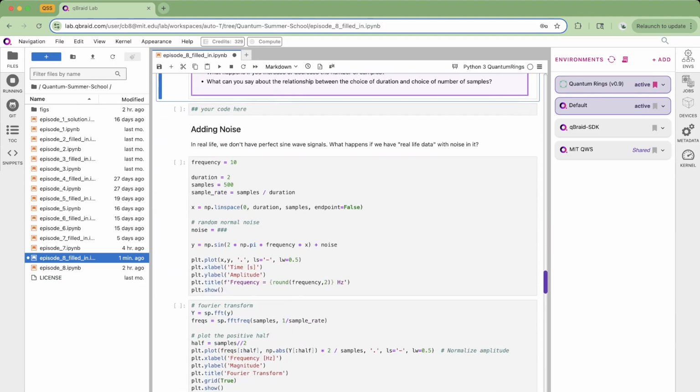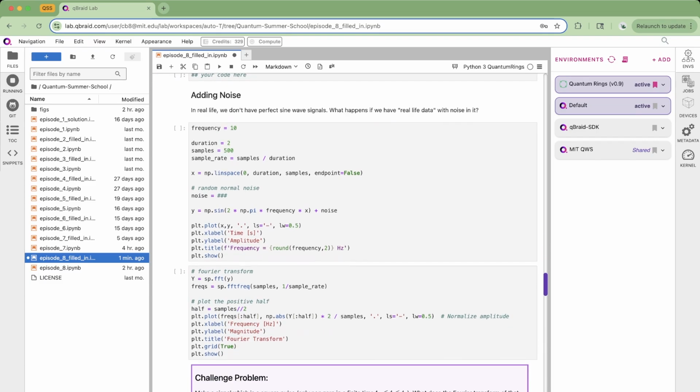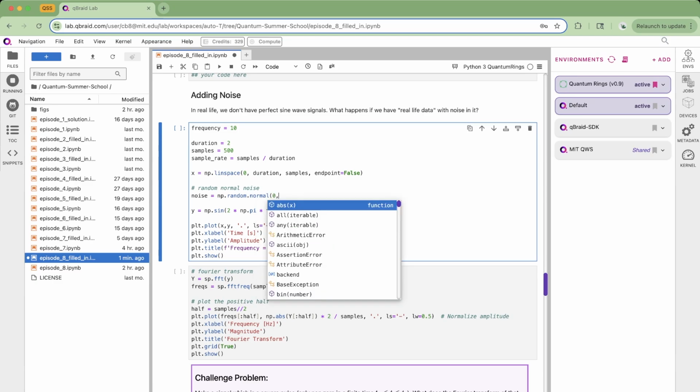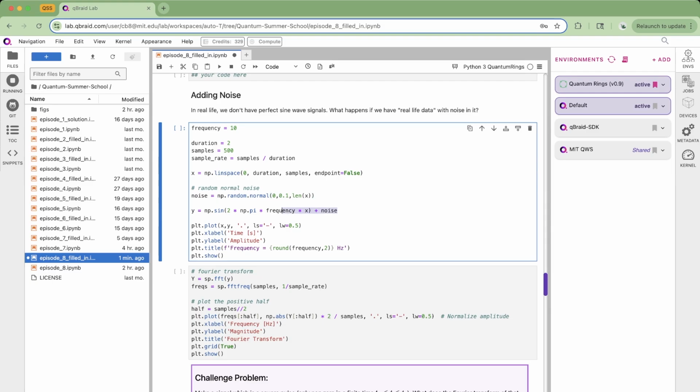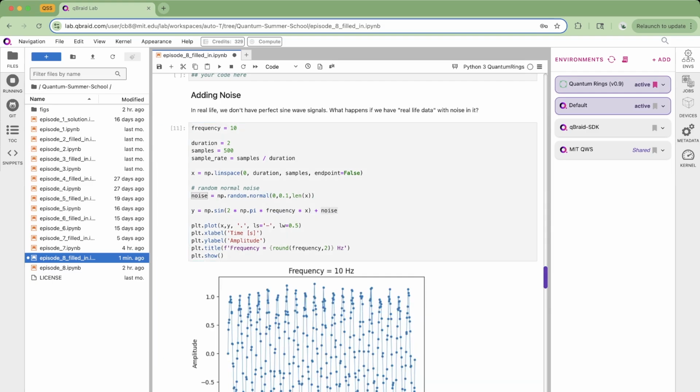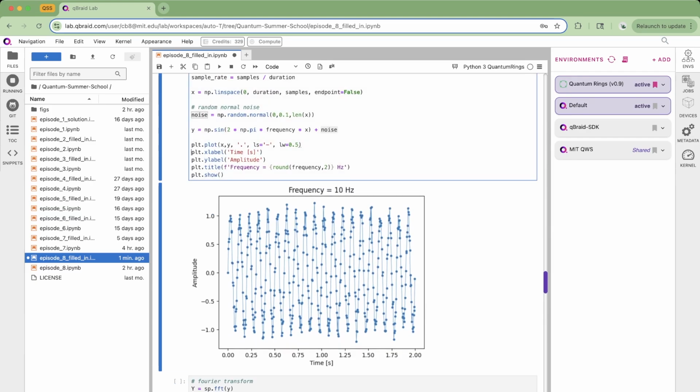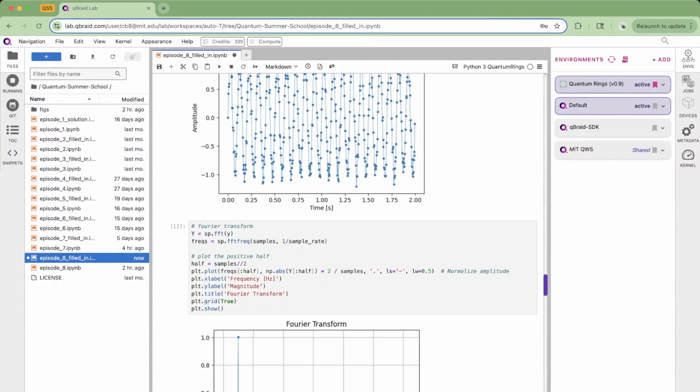In real life, we don't actually have perfect sine wave signals, so we have a lot of noisy data instead. So we can add some random normal noise on top of our signal. So I'm going to do random normal noise with a mean of 0 and a standard deviation of, let's say, 0.1. And I want this to be the same length as x. And then I'm just adding that noise on top of our signal. So here's what our signal would look like. And here's the Fourier transform of that.